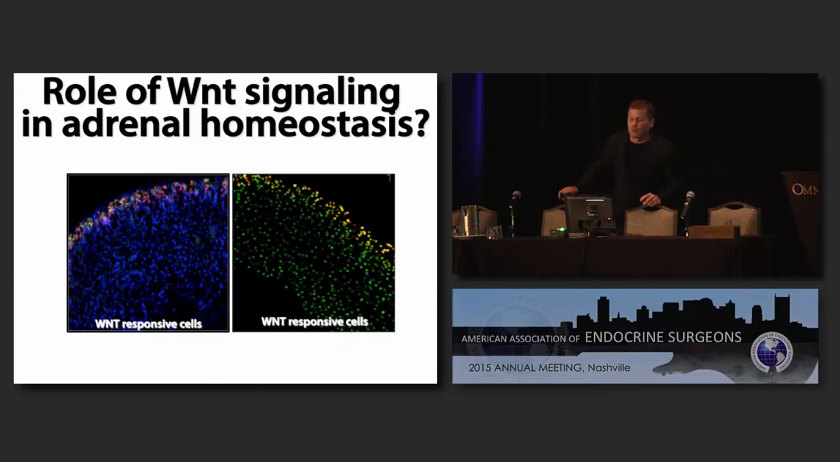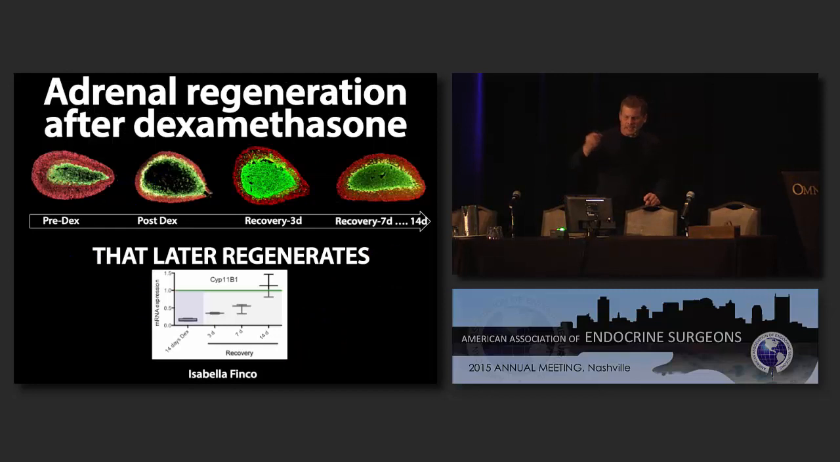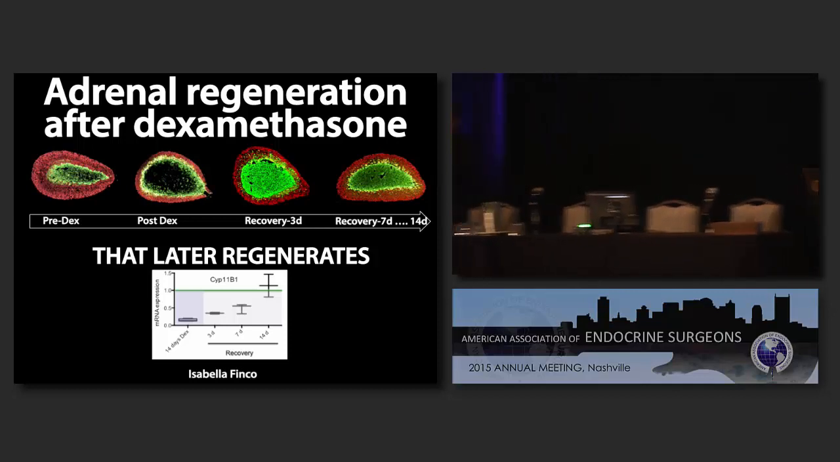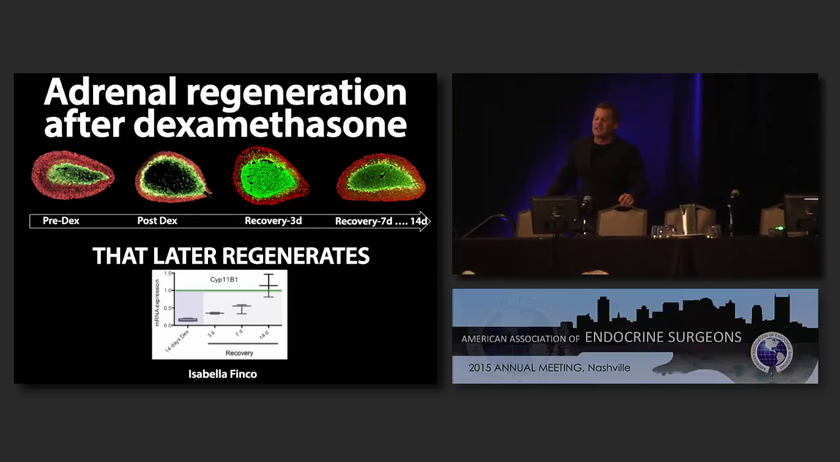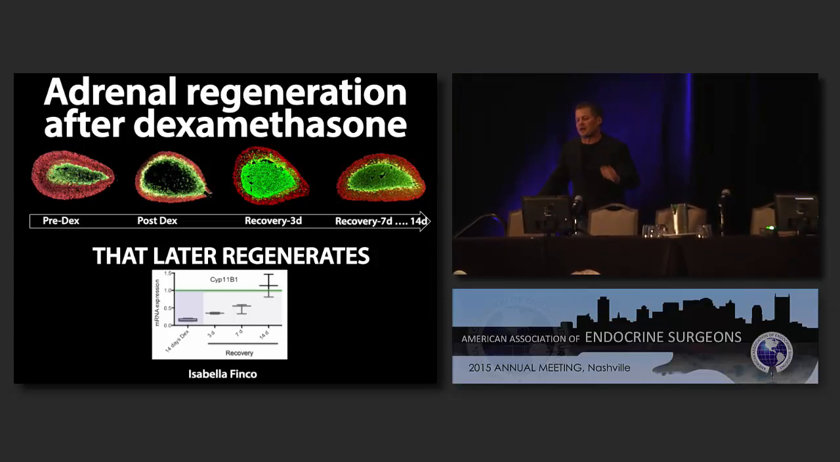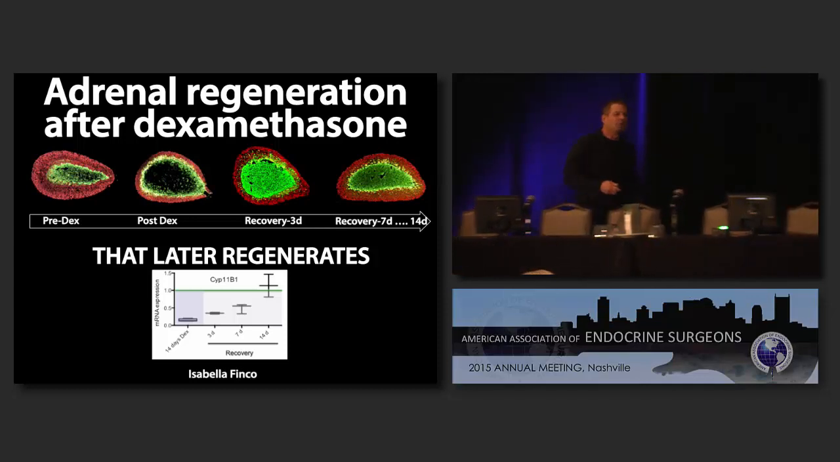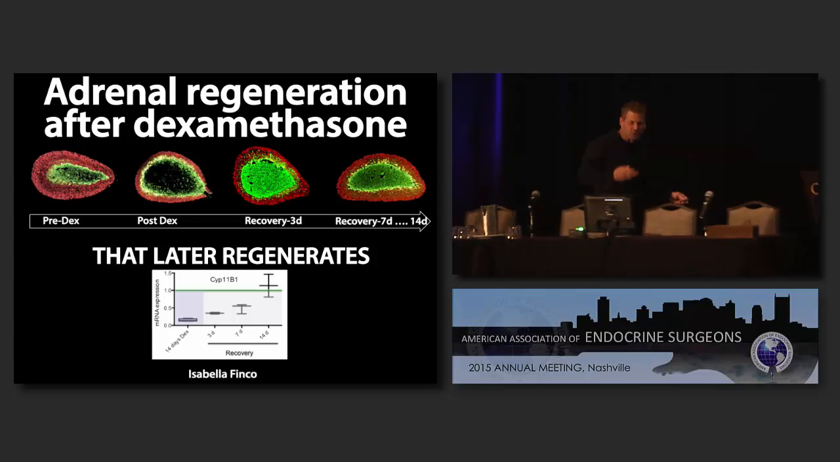Here's that. These are the Wnt cells, again. This is giving dexamethasone to a mouse, like we would give to a patient, high-dose glucocorticoids. In red is the cortex. You see the cortex atrophy in the second post-dexamethasone therapy. Then you see the whole cortex recover in 3 to 14 days. The bottom just shows you cortisol production, the enzymes recovering as well. But you have atrophy of the cortex.